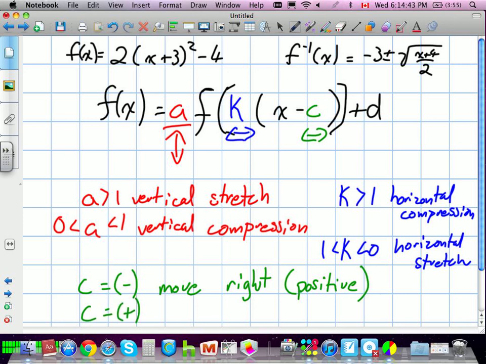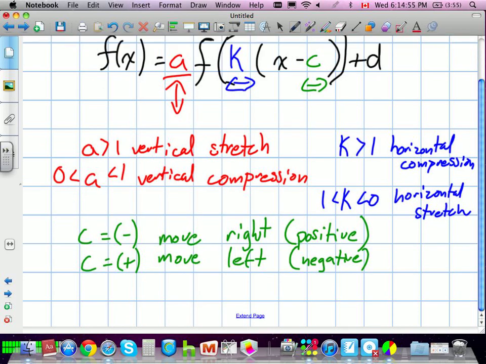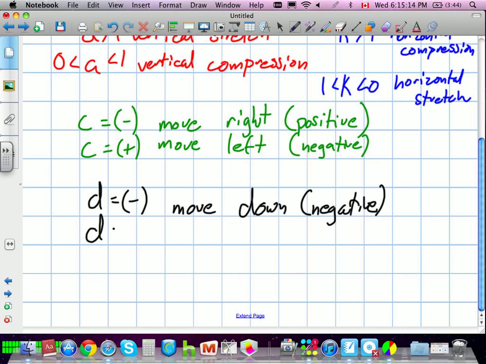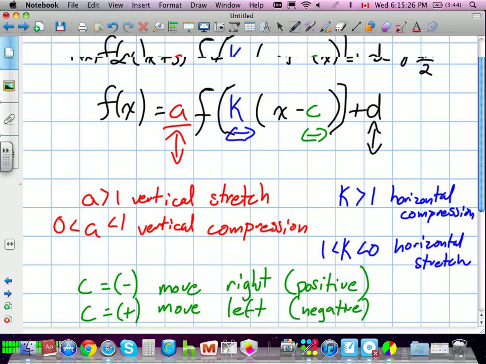So, with that being said, if C was a positive number, what do you think we would do? Yeah, exactly. We'll move the entire function, depending on what it is, left, in the negative direction. So it's kind of counterintuitive. And then we have D. D deals with moving the function up and down. But D is exactly the way you would think it would be. If D is a negative number, we move it down, which is a negative direction. Exactly. And if D is positive, move it up in the positive direction.